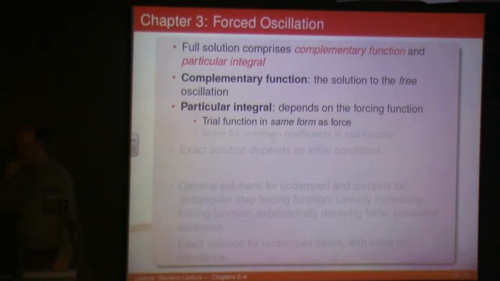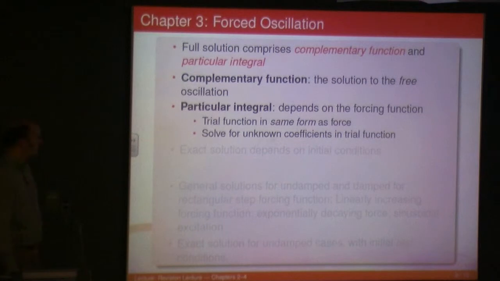And then what you do is you attach some unknown coefficients to that trial function, and you solve to find what those unknown coefficients are. Again, that depends on the force that's being applied. You can work out what those unknown coefficients are, and that will give you the general solution. You add that to the complementary function, and that will be the general solution.